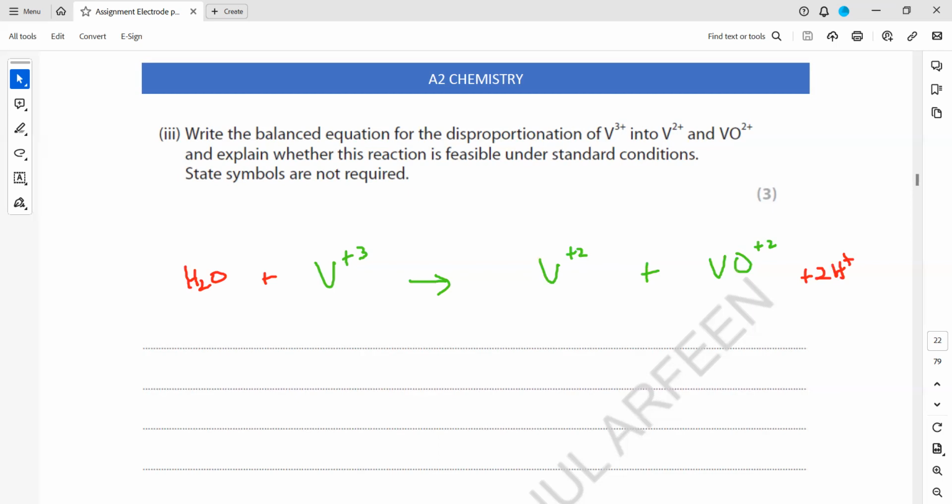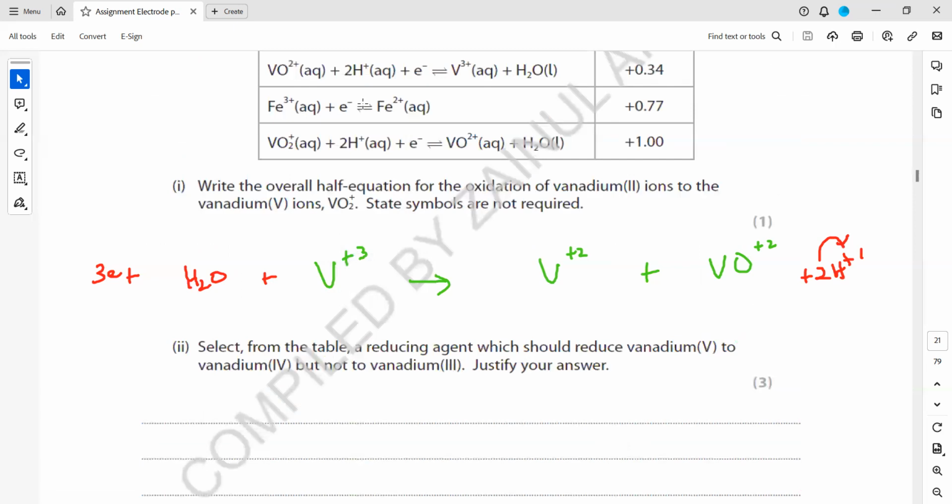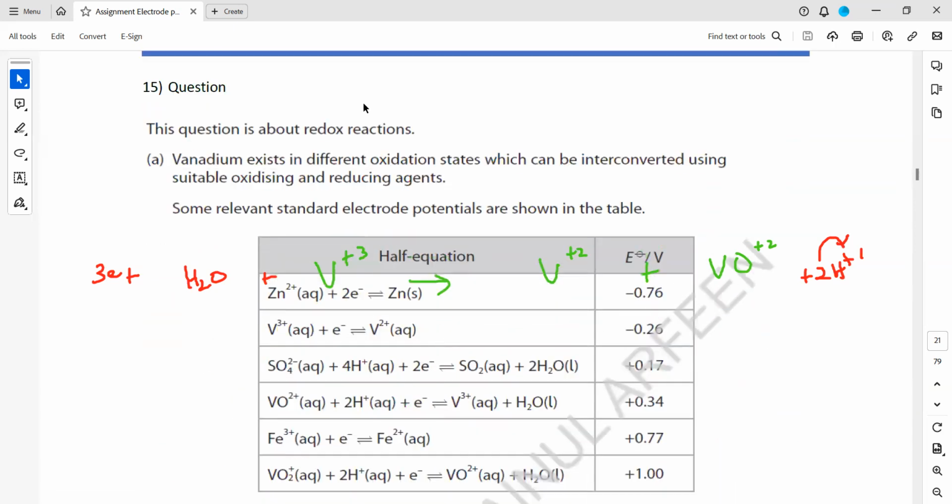Here we have plus 2, and plus 2, and plus, so the total is plus 6, and here we have plus 3. So how many electrons should be there? There should be 3 electrons. Now when we check the equations given for the conversion, electrode potentials are given, because we have to use this table.